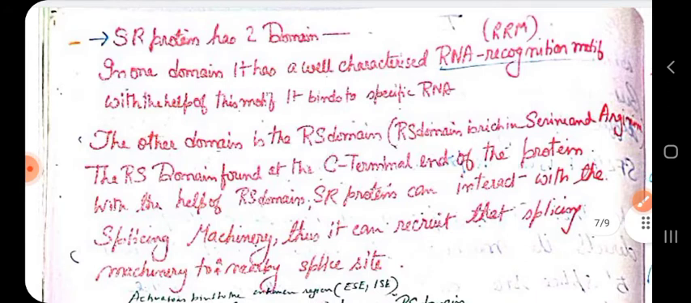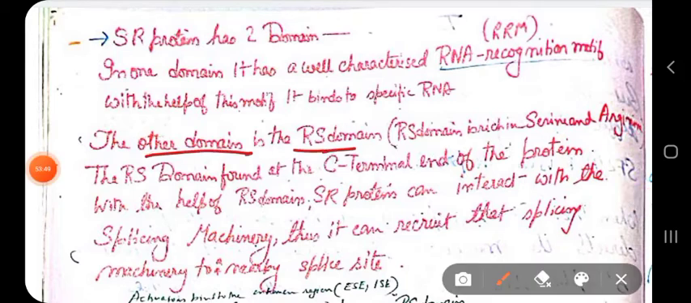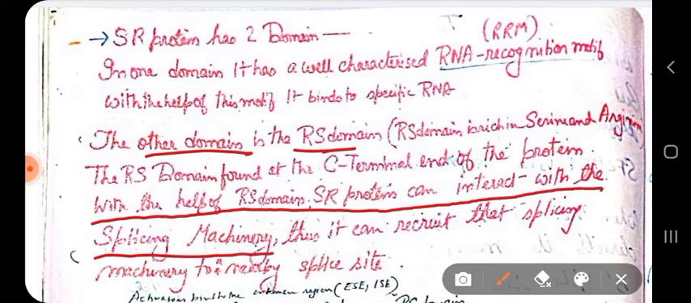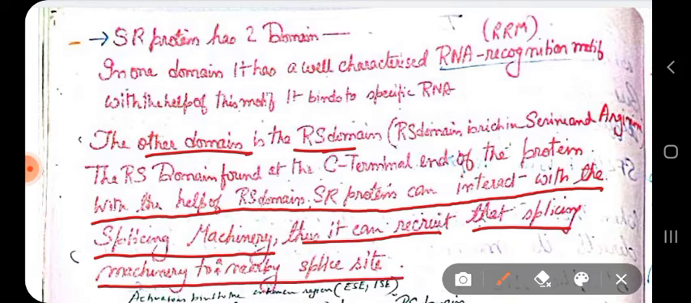So we have seen here that the SR protein has two domains, two important functional regions. One is called the RNA recognition motif, where the SR protein interacts and binds either to the enhancer or to the silencer. The other domain is used to interact the SR protein with the splicing machinery. With the help of this RS domain, SR proteins can interact with the splicing machinery and recruit it to a nearby splice site.